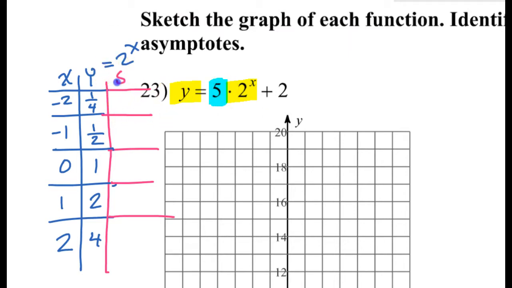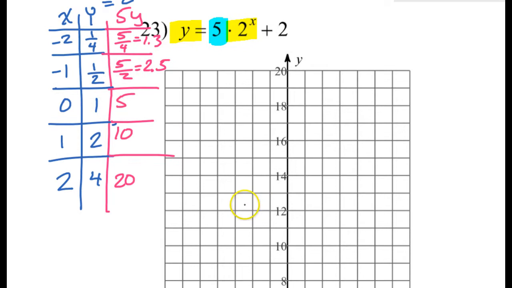Because of the 5, I'm going to do 5 times all the y's. So that's going to make this 5/4 and 5/2 and 5 and 10 and 20. 5/4 is what, like 1 point something? 1.25? Okay, so I'll call it 1.3. And this is 2.5. I make these decimals just for graphing reasons. Okay, so I'm going to throw out the old y column because I have a new y column now.